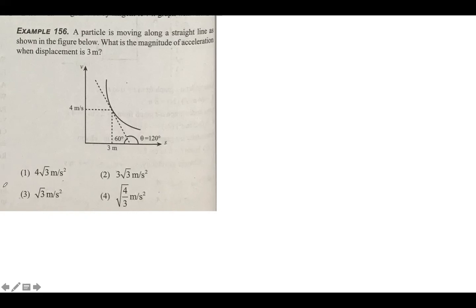See, in this question, we have a particle moving along a straight line as shown in the figure below. Now, ये देखो VT graph, velocity or displacement graph दे रखा है. What is the magnitude of acceleration when displacement is 3 meters? So, when you see this, at s is equal to 3 meters, the velocity is 4 meters per second.